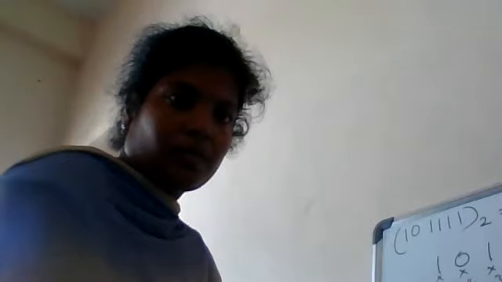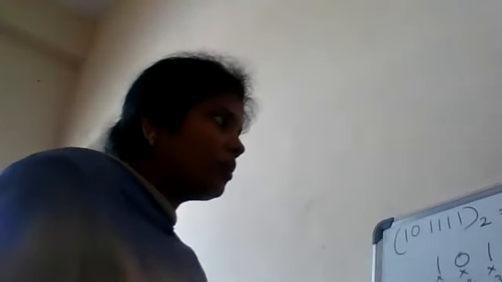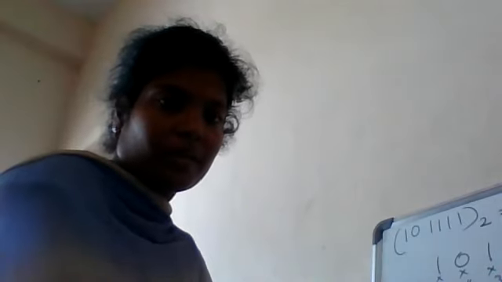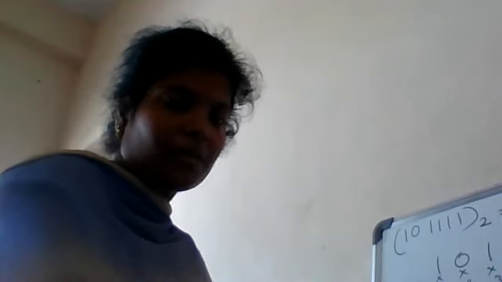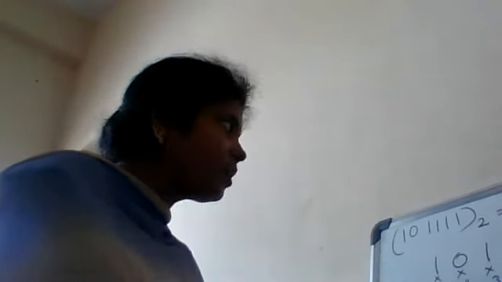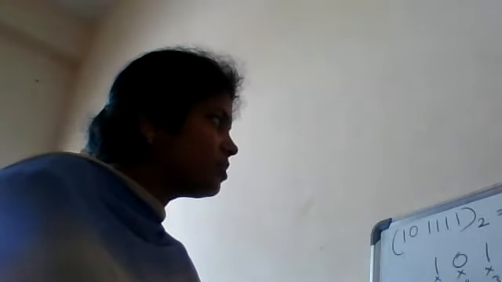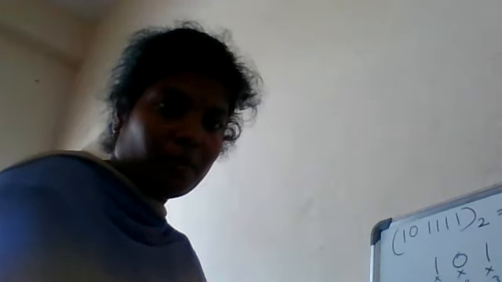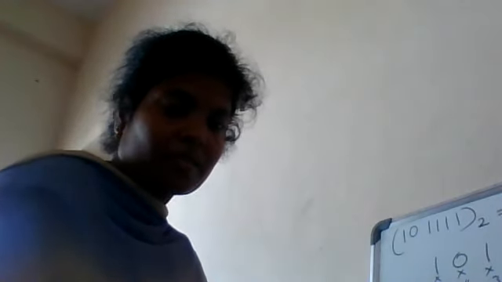Okay. In today's class, we learned about the binary to decimal system; next one, decimal to binary. In decimal to binary, divide the number with 2. In binary to decimal system, multiply with 2 powers. So today's class is over.